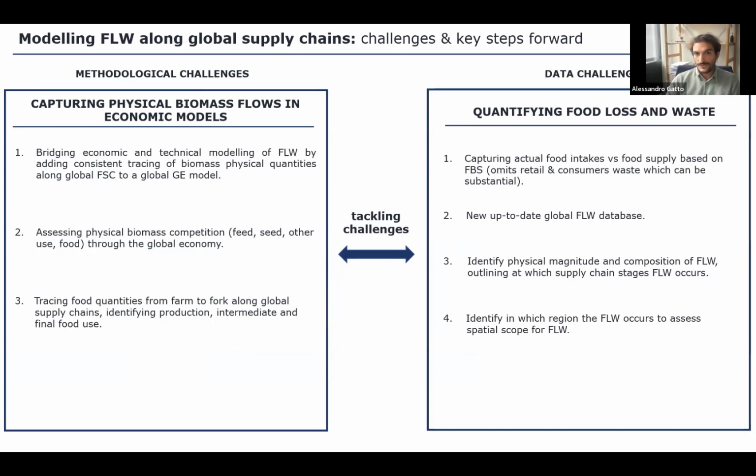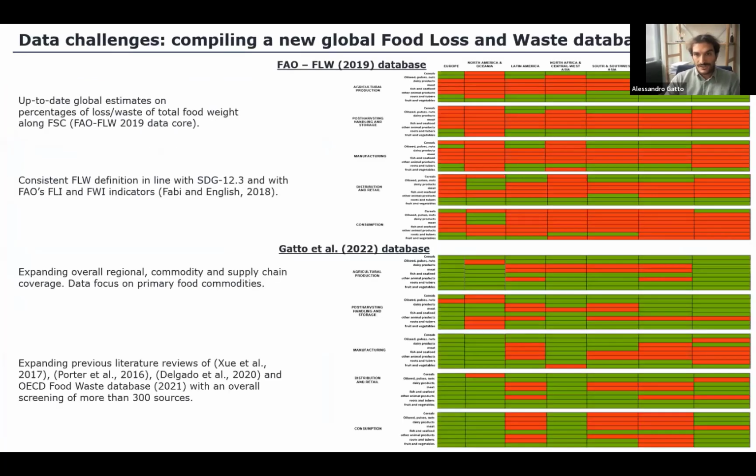And on that side, what we do is try to enhance the availability of estimates under a consistent, unique methodology. So we try to compile a new global database through a literature review, identifying the physical magnitude and composition of food loss and waste across the stages of global supply chains and defining its spatial scope. On the database side, we start from the FAO food loss and waste database, focusing on estimates of percentages of lost and wasted food as a share of total food weight across the different stages of the supply chain. We start with the FAO database, adopting a definition that the United Nations has come up with together with the FAO, a consistent definition of food loss and waste.